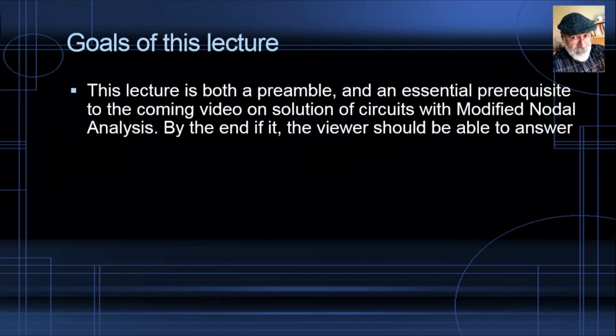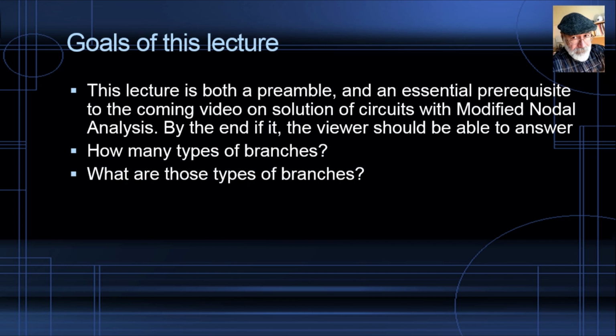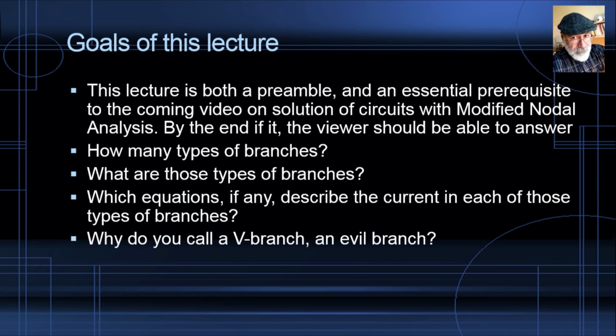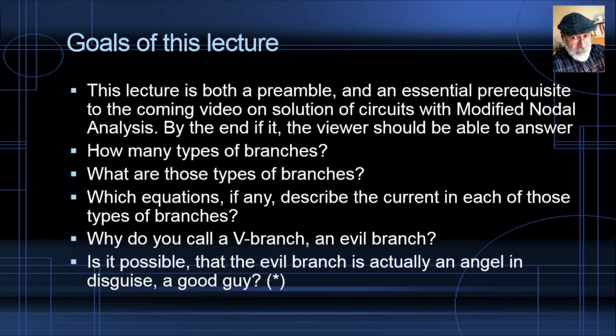This lecture is both a preamble and an essential prerequisite to the coming video on the solution of circuits with modified nodal analysis. By the end of this lecture, the viewer should be able to answer how many types of branches are there, what are those types of branches, which equations, if any, describe the current in each one of the types of branches. And why is it that we call a V branch an evil branch? Is it possible that the evil branch is actually an angel in disguise, a good guy?